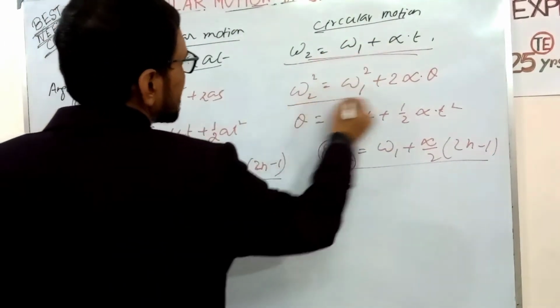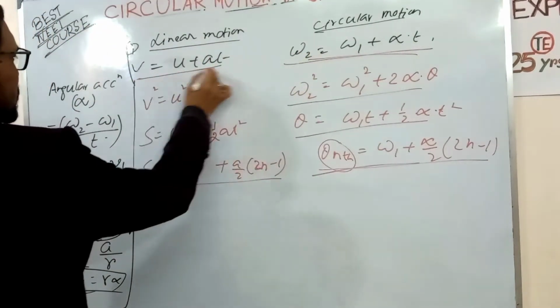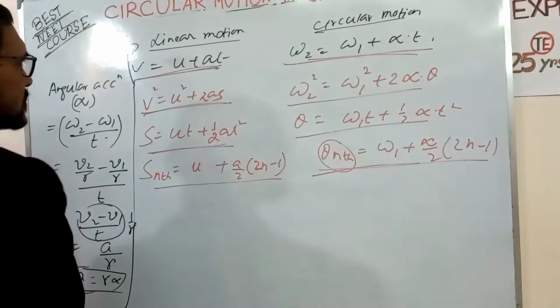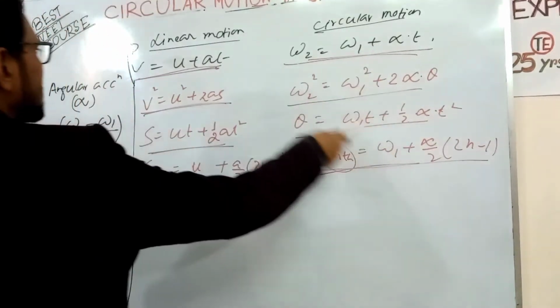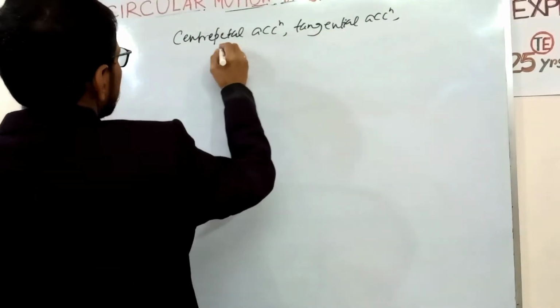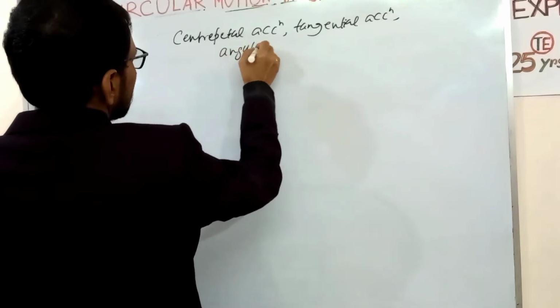So these are the equations of circular motion. You can remember this by comparing with motion in kinematics. That is, you can memorize this formula by comparing this equation. Now, centripetal, tangential and angular acceleration.